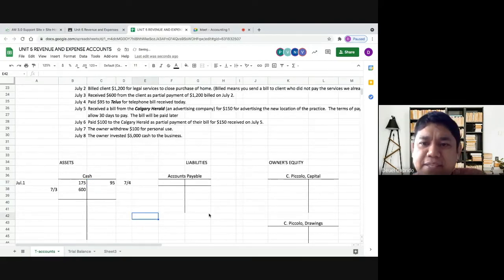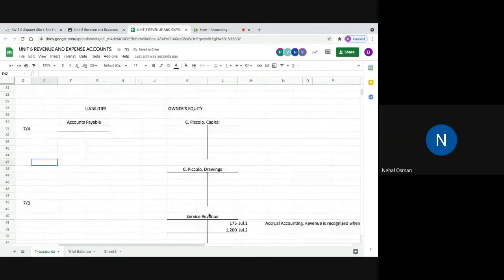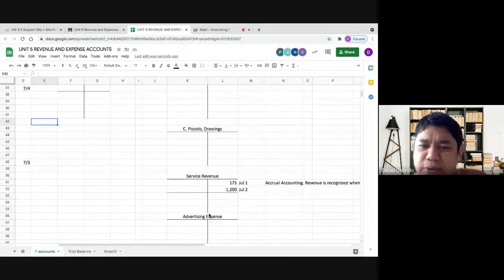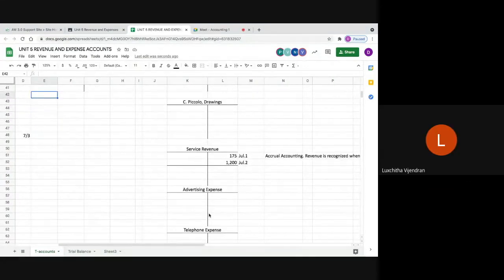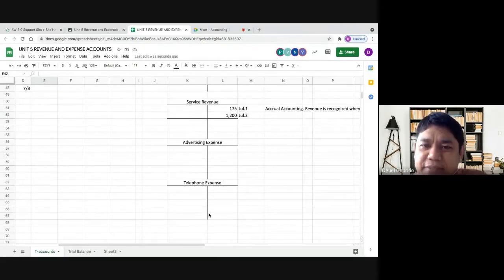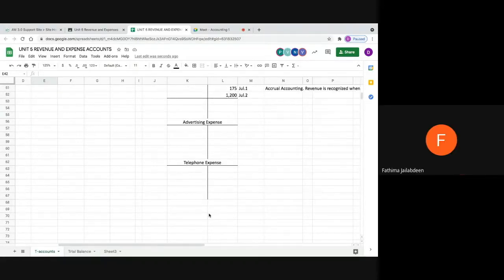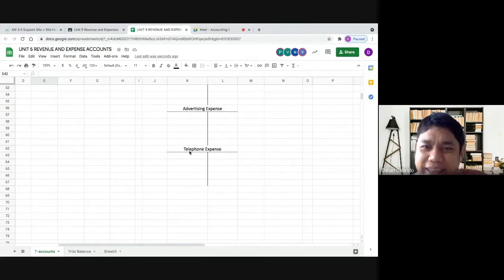What kind of expense is that? Accounts payable? No. Owner's equity. Okay, what part of expense? Advertising or telephone? Telephone. Okay, here, I can see telephone expense here.